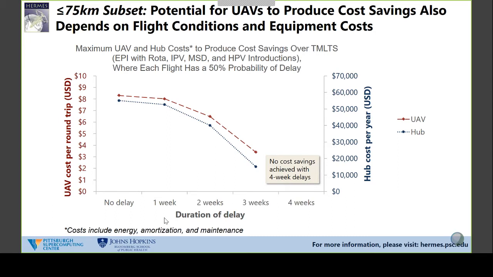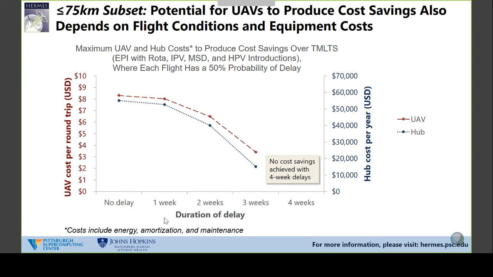Another concern around using UAVs for vaccine transport is the flight condition requirements for the UAVs. There were concerns that when weather is bad, you wouldn't be able to fly the UAVs, and that could actually lead to delays that may not make it much better than the road vehicles that also face delays. So in these, we gradually increased the duration of the delays. And for these simulations, each flight had a 50% chance of having a delay of either 1 week, 2 weeks, 3 weeks, or 4 weeks in these different scenarios.